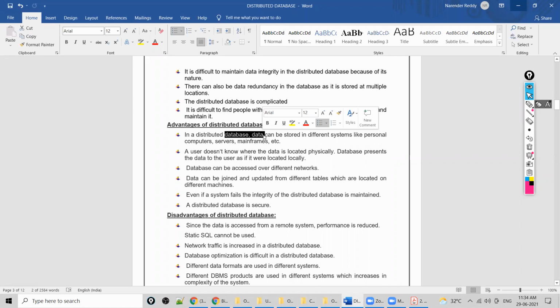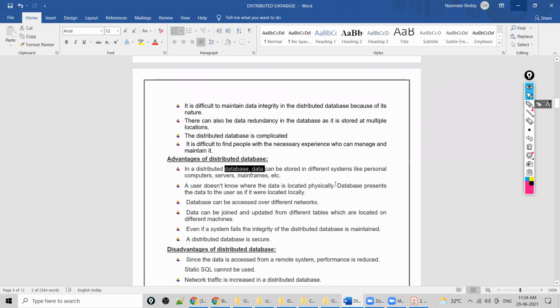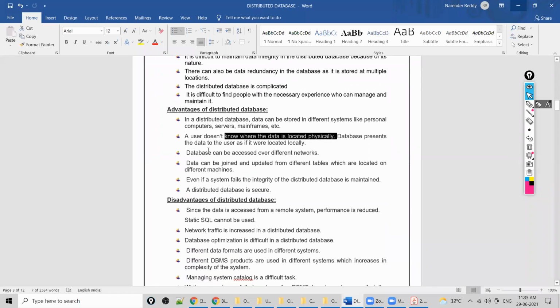Number two, a user does not know where the data is located physically. The database presents the data to the user as if it is located locally. Simple, madam. Second advantage, what, madam?